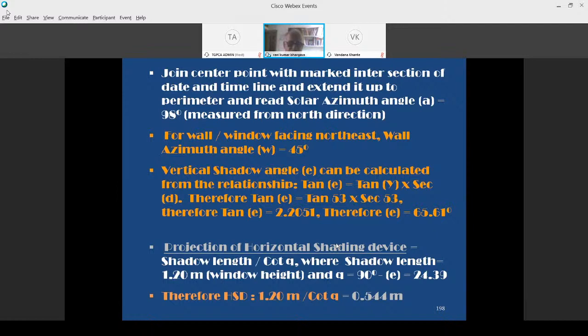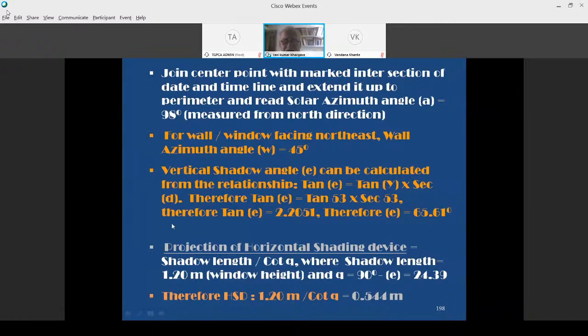Now, friend, as I have shown you, you want the value of theta to calculate the required projection. So the value of theta will be 90 minus 60.161 or 90 minus 65, that will be around 35 degrees. Okay, so now let us calculate the projection of the shading device. Once you have these many values, things become easy. How can we calculate the projection of shading devices?